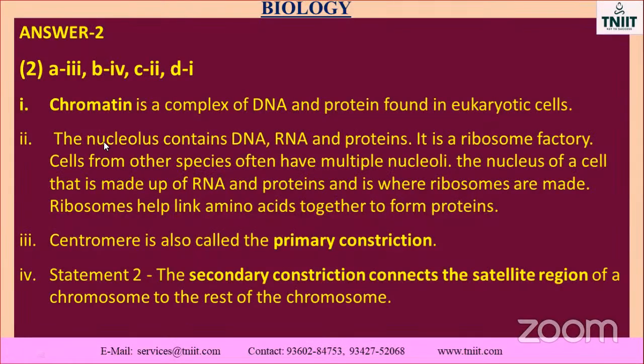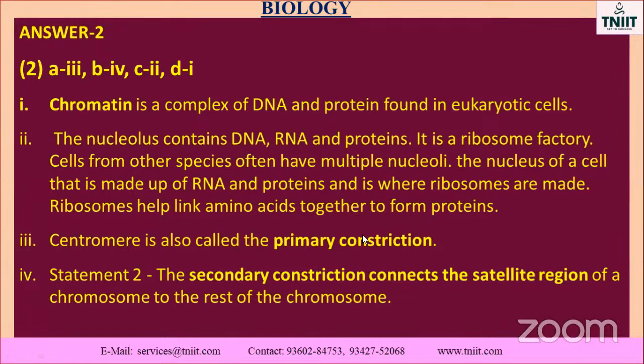See that the chromatin is a complex of DNA and protein found in the eukaryotic cell. Chromatin is the complex of DNA, protein, fiber. Second one, the nucleolus, contains DNA, RNA, and protein. It is the ribosome factory. It is made up of RNA and protein, and it's where ribosomes are made. A ribosome helps link amino acids together to form a protein. This is called the nucleolus.